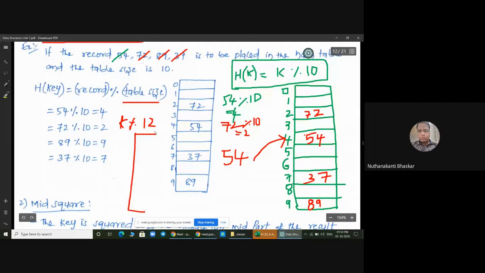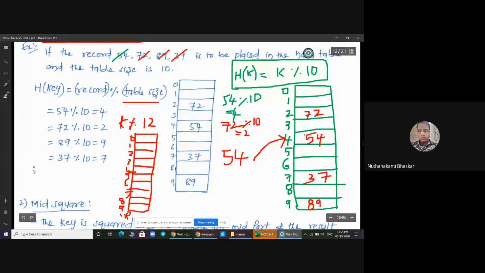Now, what is the table size in this case? 12. Sir, I am giving the idea, you can use any number, any format. 0, 1, 2, 3, 4, 5, 6, 7, 8, 9, 10, 11. You can draw like that. Okay. Now what is the first value?